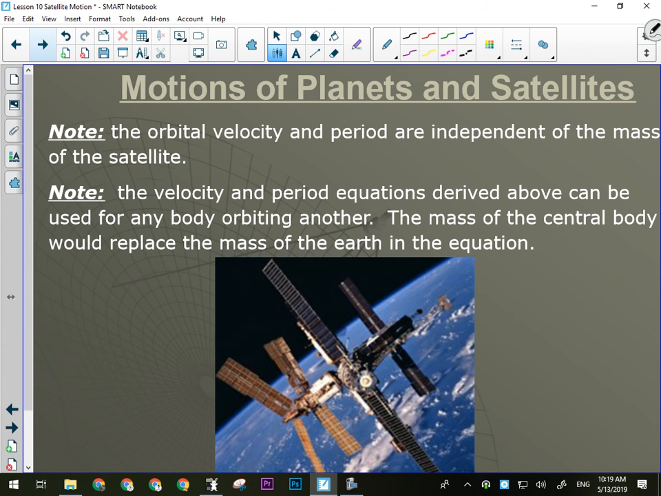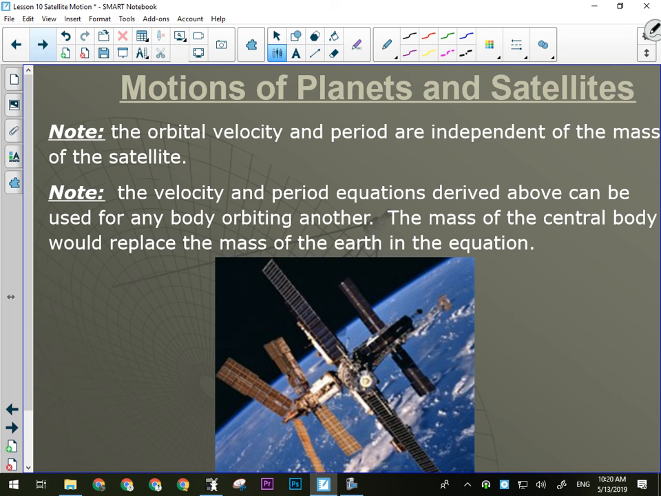Okay, so things to remember about motions of planets and satellites. Anything that's orbiting something else, okay, the orbital velocity and the orbital period are independent of the mass of the satellite. In other words, the mass of the satellite always cancels. Okay, it doesn't matter how big or small that satellite is, whether it's an actual artificial satellite or a moon, it doesn't matter. At that altitude, it has to move at a certain speed or have a certain period. Okay, that is entirely influenced by the mass of the object being orbited and how far above it you are.